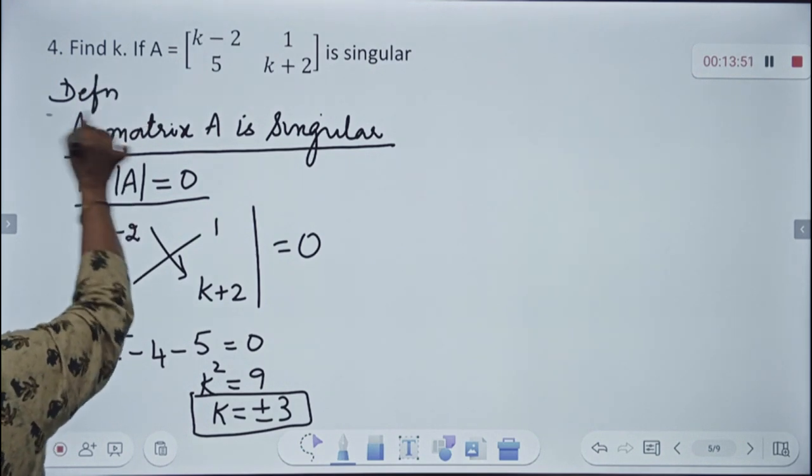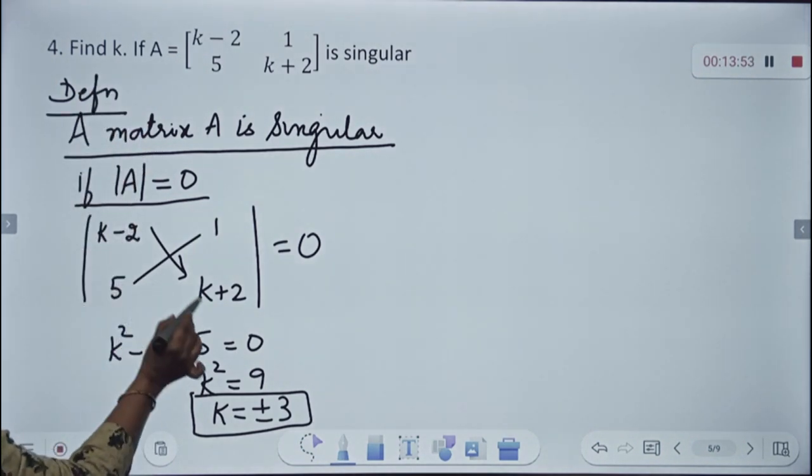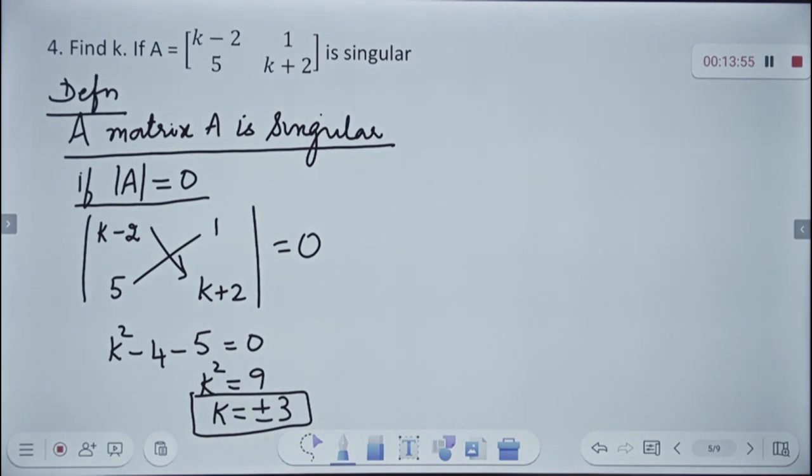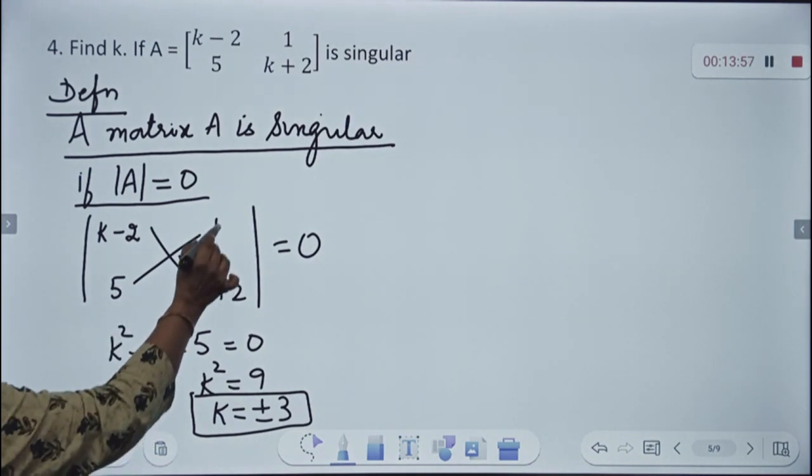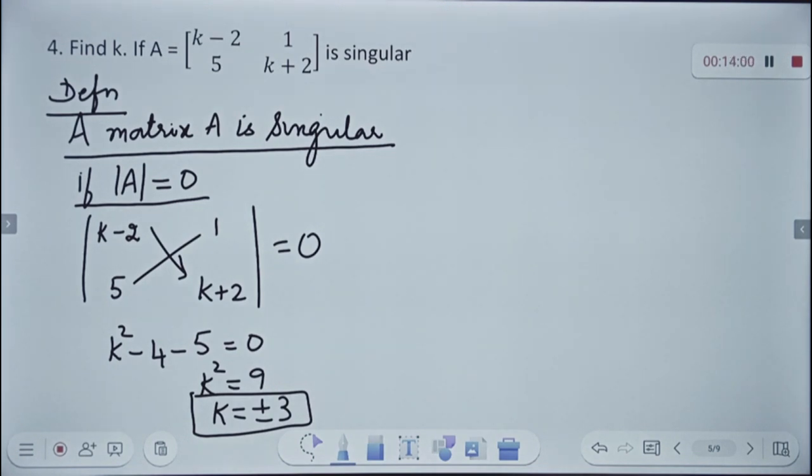So if determinant value is 0, what do you get? K minus 2 into K plus 2, K square minus 4, minus product of the other diagonal, minus 5. So K square minus 9 is 0. K square equal to 9. So K is plus or minus 3. So if K is plus or minus 3, the given matrix will be singular.